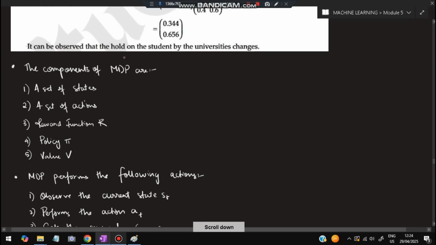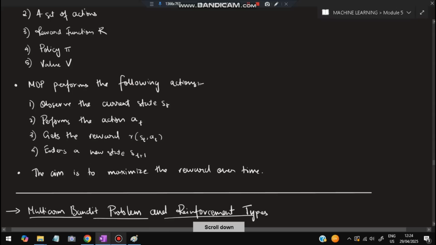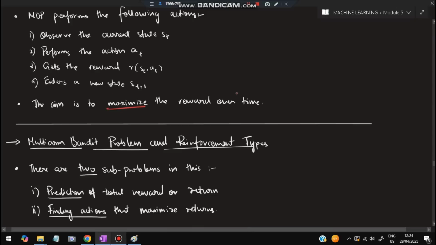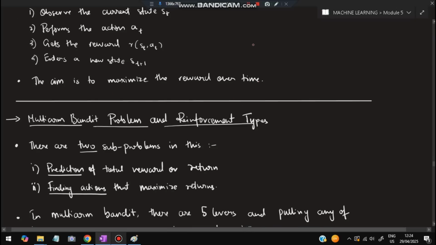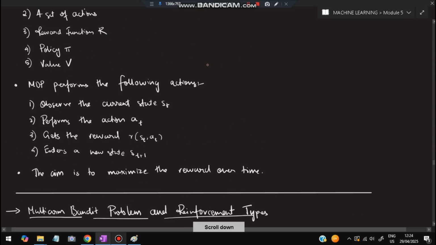Now the components of MDP are: there are 5 components: the states, actions, rewards, policy, and value. It performs the following steps: observe the current state, whichever state you are in, then perform an action. When you perform an action, you will get a reward associated with that action. It can be positive or negative. Then enter a new state based on that reward. The aim is to maximize the rewards. That is the main aim of the Markov decision process, MDP.